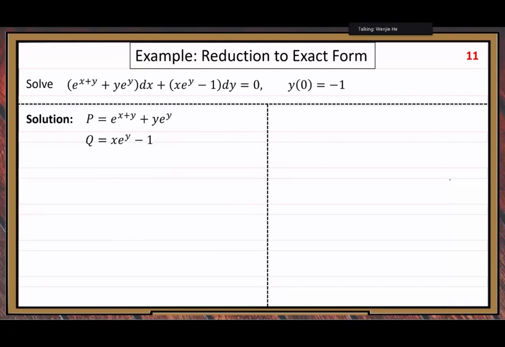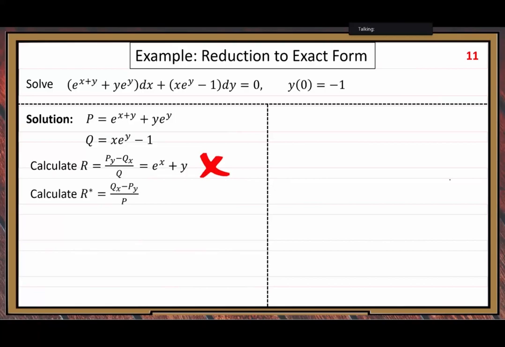So let's calculate. Remember, based on the summary, we need to calculate R function and R star function. R function: let's calculate R, the partial derivative. After simplification, you get this function. Two variables, right? x and y. So this way doesn't work. Second way, R star is a constant. It's a very simple F function we can find. So we need to use R star function here.